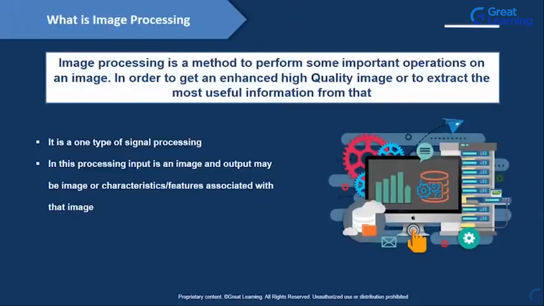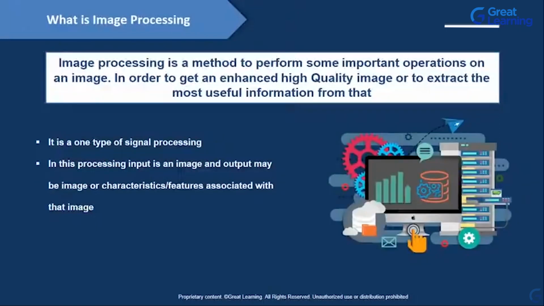It is one type of signal processing. If you are from an ECE or electronics background, you should have an idea of what signal processing is. For those who don't, I can give a one-liner: signal processing is basically the way we talk. Your voice can also be processed to do text to speech or other applications as well. So this is one type of signal processing. In image processing, the input is an image, and the output is also an image or the characteristics or features associated with that image.